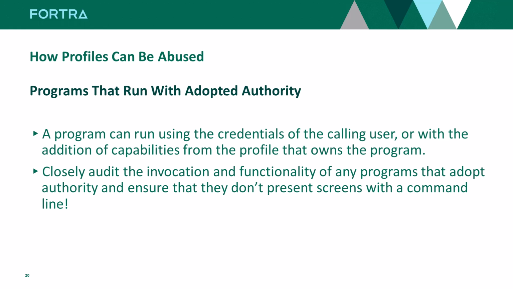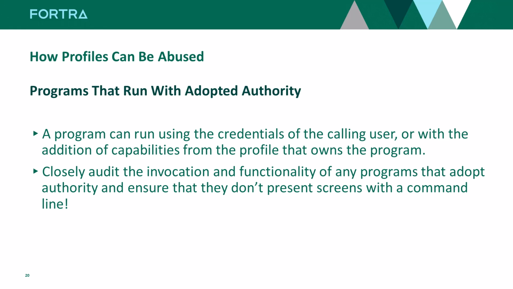Another way that profiles can acquire unintended authority is through an adoptive program. If that program is running with owner's authority, and that owner happens to be QSECOFR, those users have QSECOFR authority for the time that program is active within the call stack.